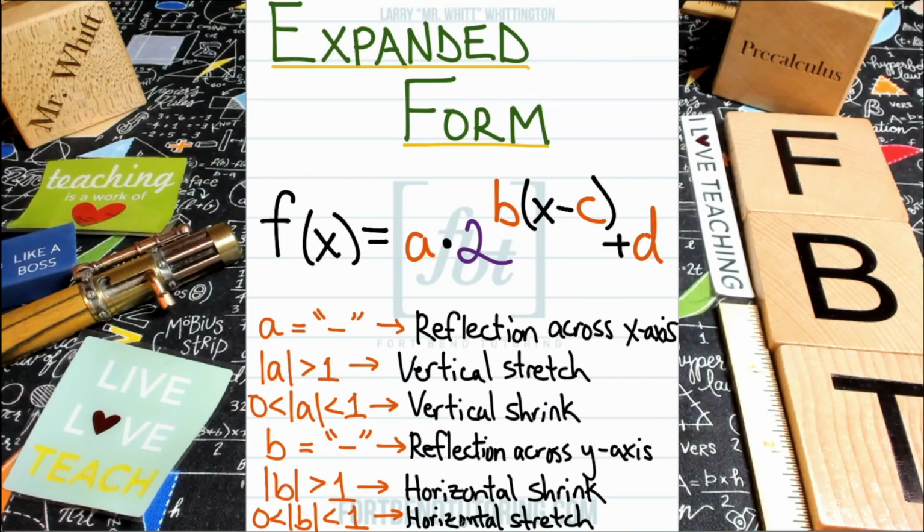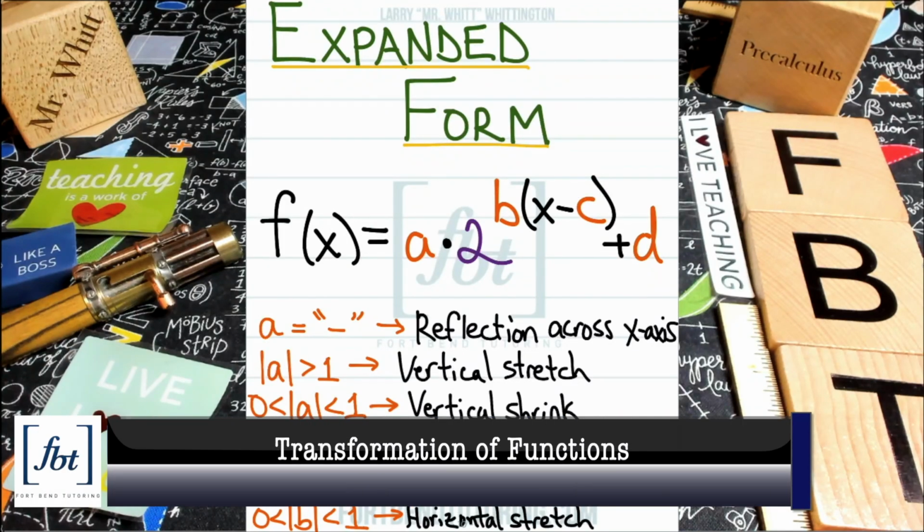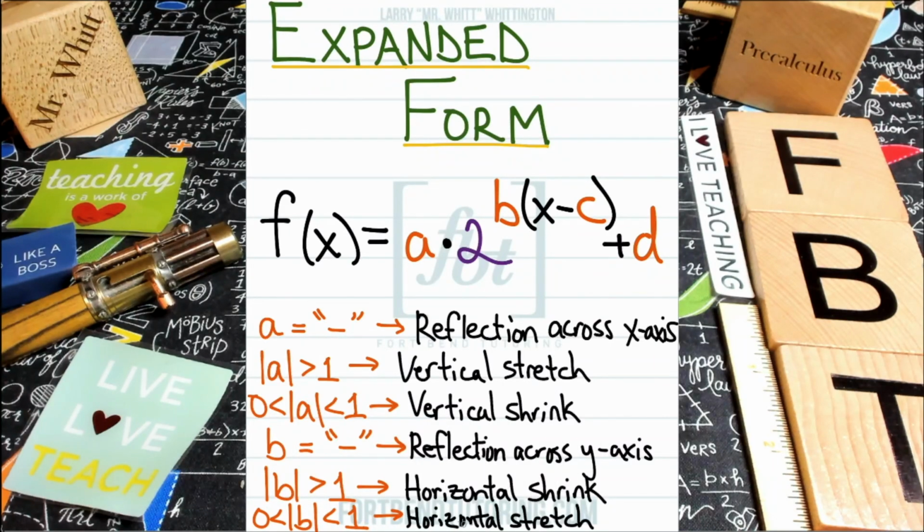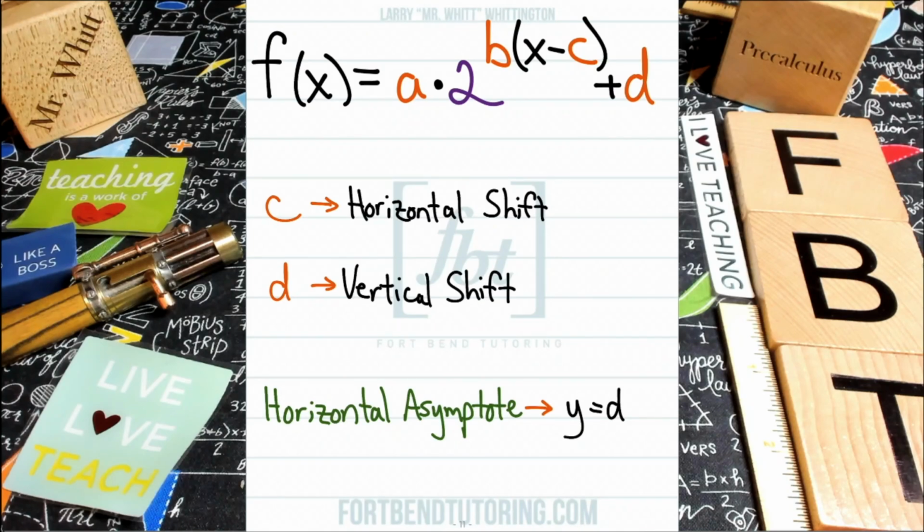And with our expanded form, you want to focus on the A, the B, the C, and the D values. And what you see before you is what happens when those values change, all right? So for instance, if A is negative, there will be a reflection across the x-axis. If the absolute value of B is greater than 1, you'll end up with a horizontal shrink. And it continues with what happens with your C value. Your C value is your horizontal shift. The D value is your vertical shift.